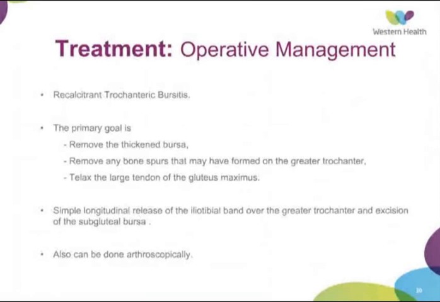In terms of the operative management of this problem, normally it's used for recalcitrant trochanteric bursitis that does not respond to non-operative measures. Generally, the main role of it is normally to remove the thickened bursa, remove any spurs that may have formed around the area of the greater trochanter, also try to relax the large tendon of the gluteus maximus.